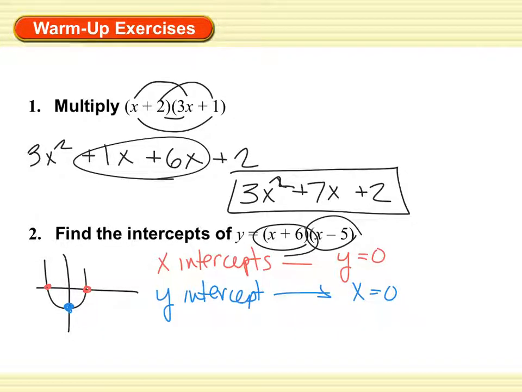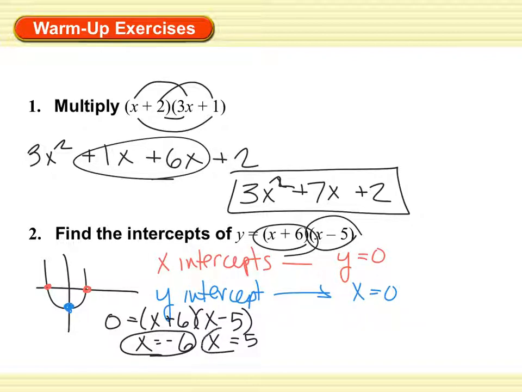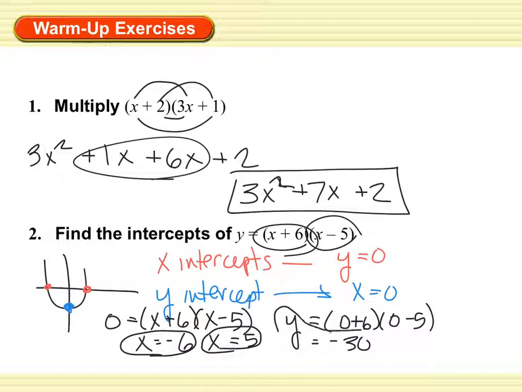These two right here are going to be our x-intercepts, which is when y equals 0, x plus 6, x minus 5. That means x equals negative 6, and x equals 5. Cool? Now the y-intercept is when x equals 0. So we get 0 plus 6 times 0 minus 5, which is negative 30 is the y-intercept.